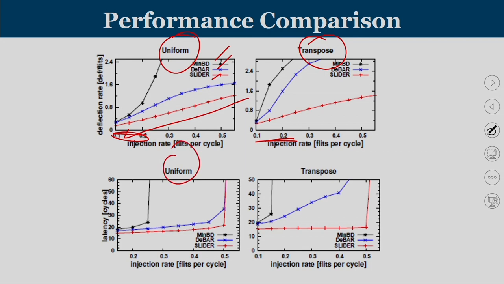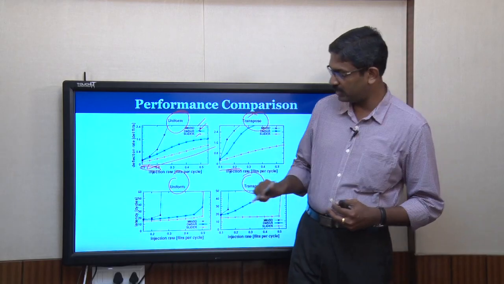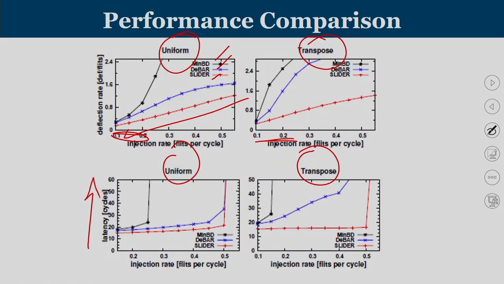That is what we can see for uniform as well as transpose traffic in the load versus latency graph. The X-axis is packet injection rate, which is an indirect representation of the number of packets injected into the network, and the Y-axis is the latency. As we can see, slider offers a lower packet latency. The red graph is lower than the blue. Blue is D-bar and slider is the red one. Slider has a lower packet latency than D-bar, and the point of saturation of slider is also later. So, slider can accommodate more traffic. It can manage congestion better than D-bar. Similarly, this trend is visible here. It has a lower packet latency than that of D-bar.